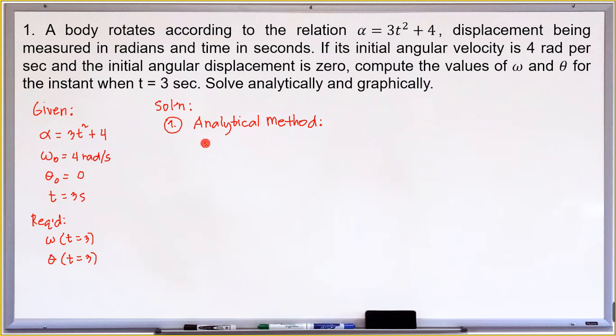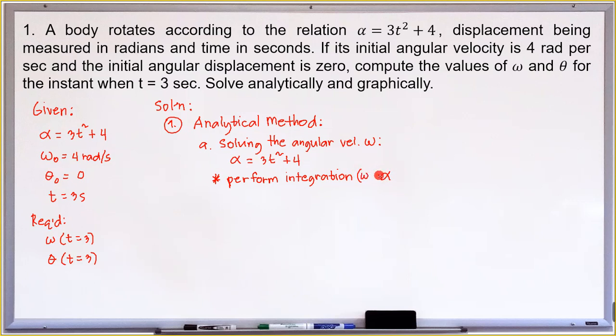For the analytical method, let's start by solving the angular velocity, which is w. We are given the equation for angular acceleration, so alpha equals 3t squared plus 4. And from the previous slide, we perform integration. Why do we perform integration? It's because our target is the velocity. Remember that alpha is on the right side and velocity is in the middle, so the arrow points to the left. So perform integration, not differentiation.